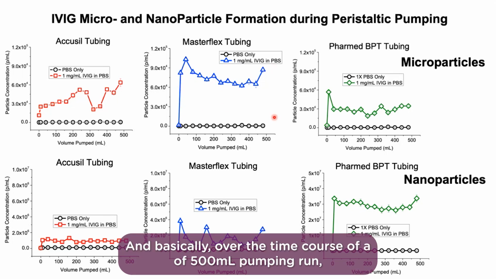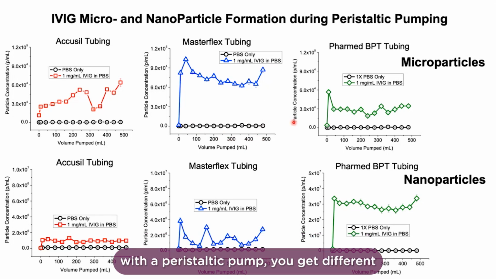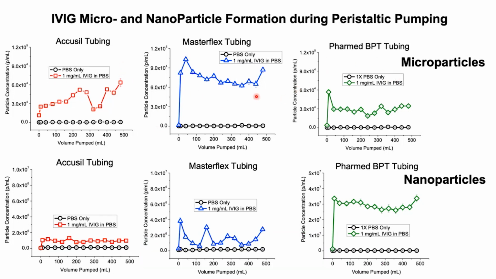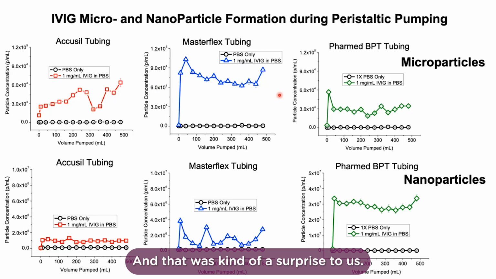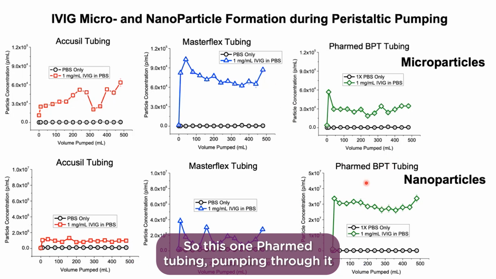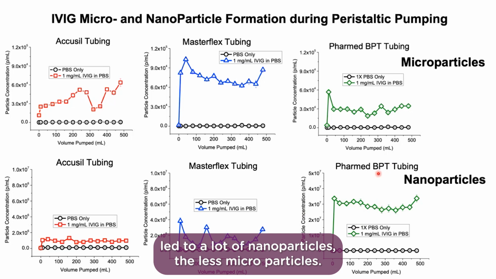And basically, over the time course of a 500 mL pumping with a peristaltic pump, you get different amounts of microparticles depending on the tubing brand. Now, that was kind of a surprise to us. We didn't realize this would happen. And even bizarrely, you can have different amounts of nanoparticles. So this one PharMed tubing, pumping through it led to a lot of nanoparticles and fewer microparticles.